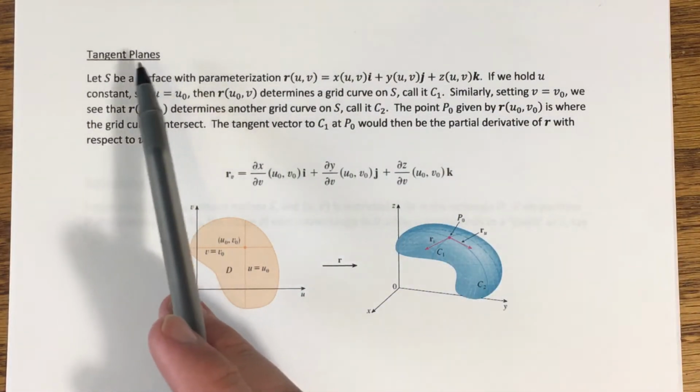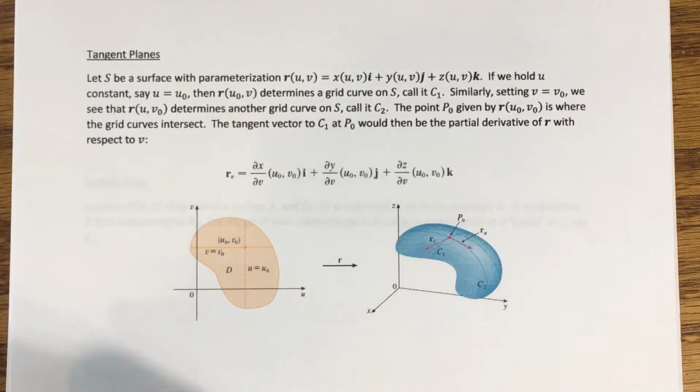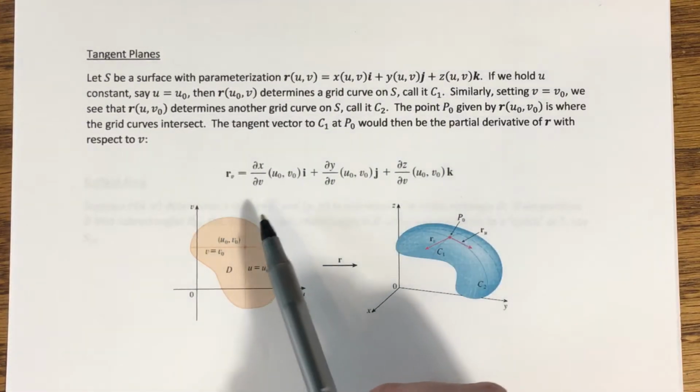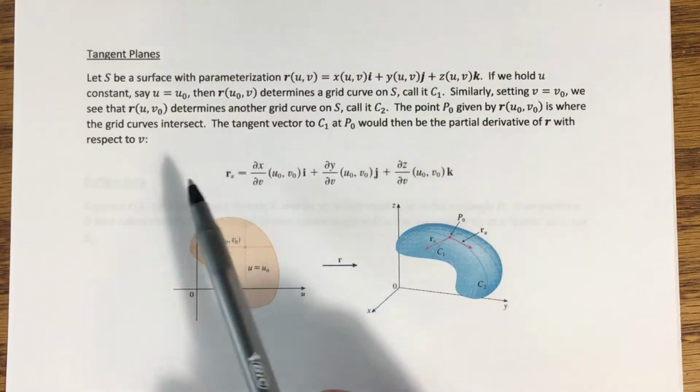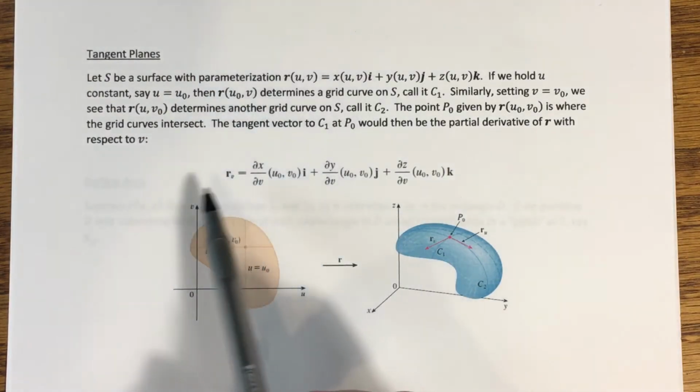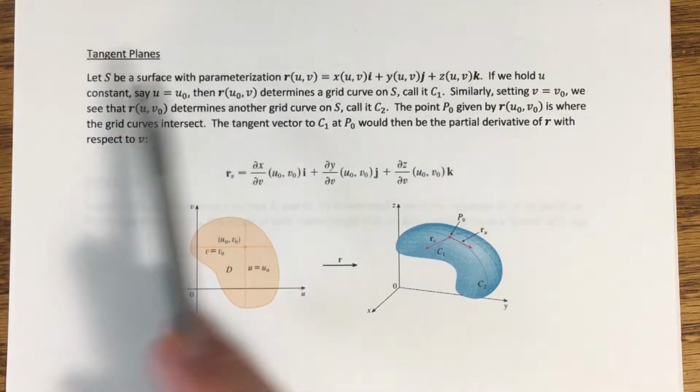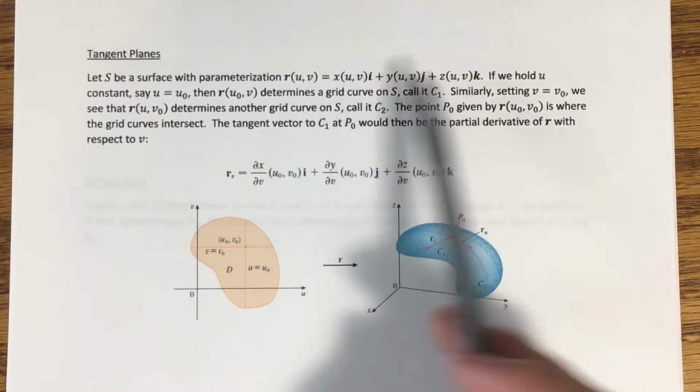Remember, in order to find the equation of a plane at all, you need a normal vector and a point on that plane. So the work that we're going to put into this is going to be the work that we need to do. What we're going to develop here is a method for finding that normal vector. So let's suppose we have a surface S, and it's given this parametrization.